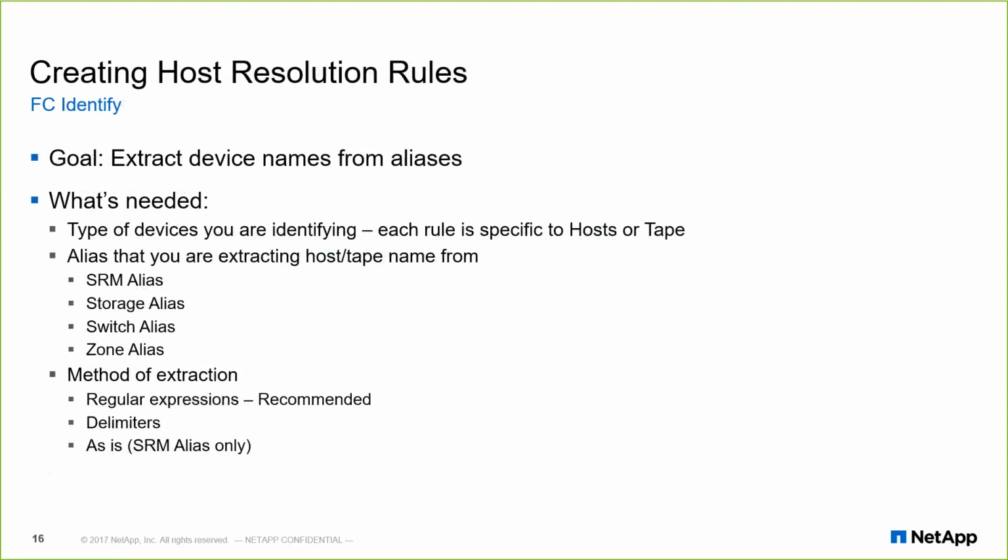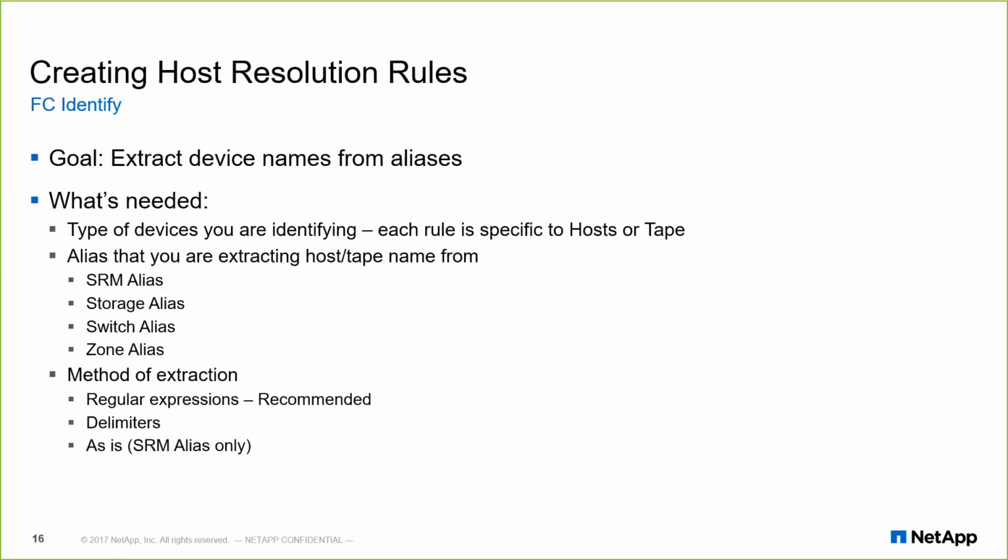First thing we talked about was creating a host resolution rule. The goal of a host resolution rule is simply to extract the device name from aliases, whether that's zone, storage, switch, or, if you happen to be using SRM, the idea here is to extract the device name so we can give it a name and tie it into its appropriate resources. Before you do this, keep in mind what type of device you're looking to identify. Are we trying to identify a physical host or a tape library? It's going to look different, so we want to make sure we know which is which.